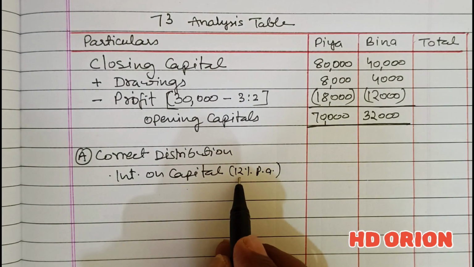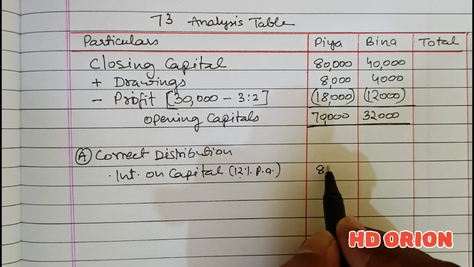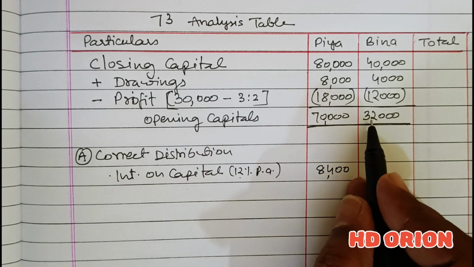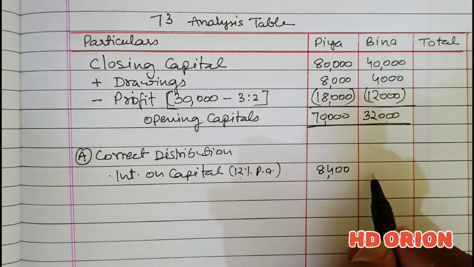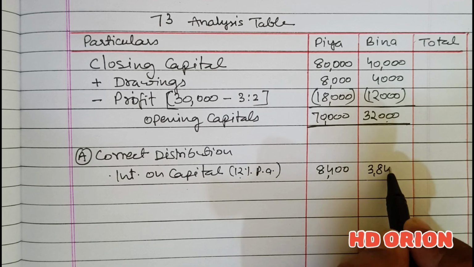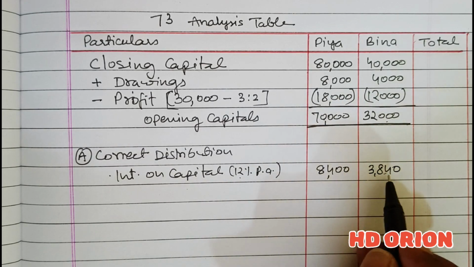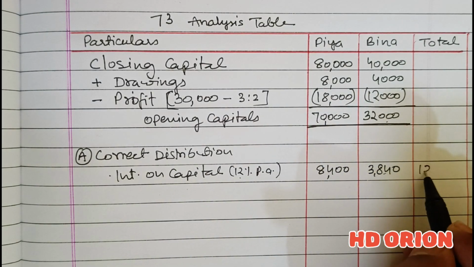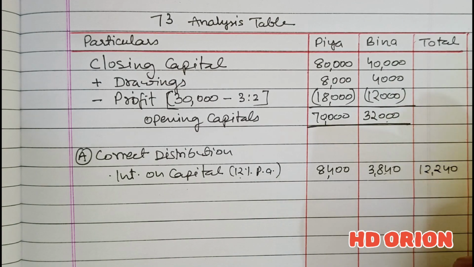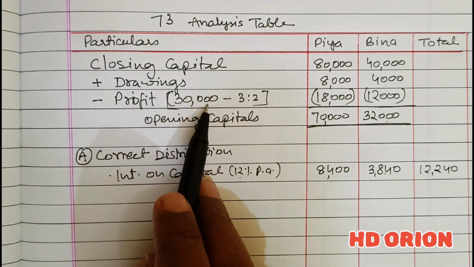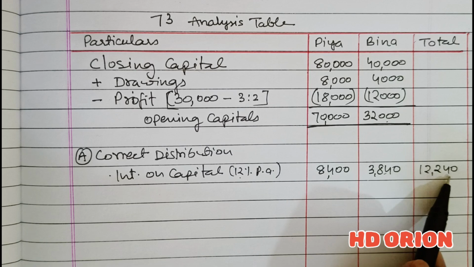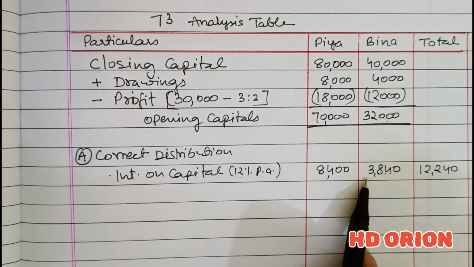On 70,000, 12% is rupees 8,400. And on 32,000, 12% is rupees 3,840. Now you can add this. When you add, it is 12,240. So out of profit 30,000, 12,240 was supposed to be given in this way, in the form of interest on capital.